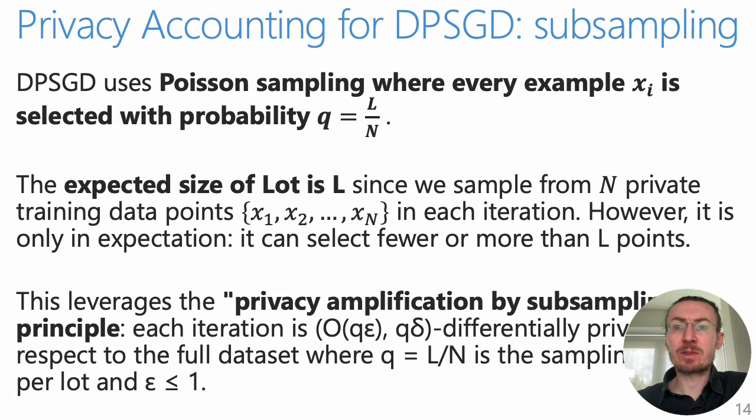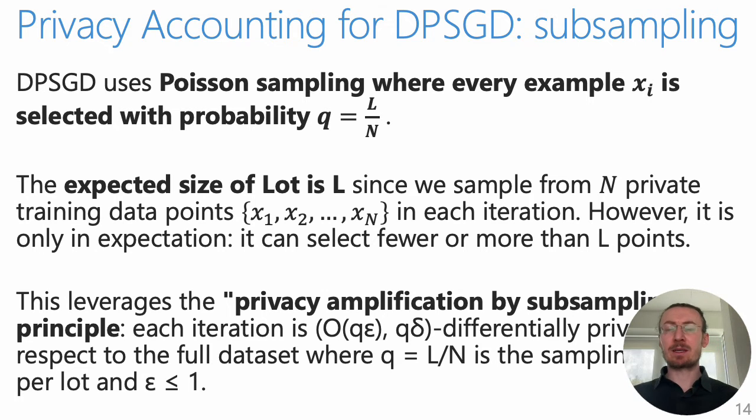DP-SGD uses Poisson sampling, where every example x sub i is selected with probability q equals L over N, where L is the size of the lot and N is the number of data points in the training set. So again, the lot is just sampled data points from our training set that we would like to use for a given training iteration. The expected size of this lot is L, since we sample from n private training data points, x sub 1 to x sub n, in each iteration. And then in expectation, this is the size of the lot.